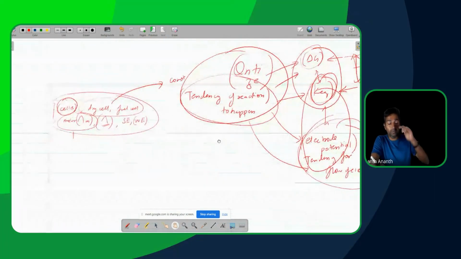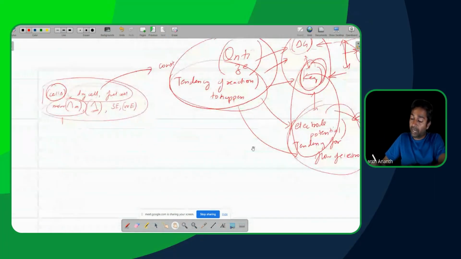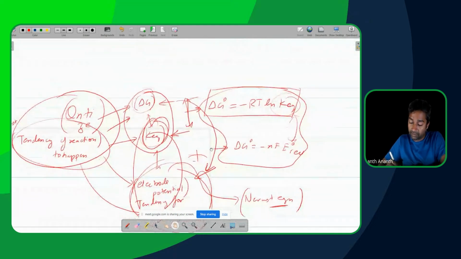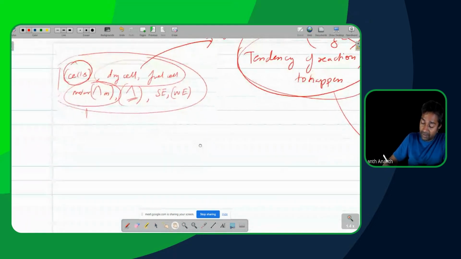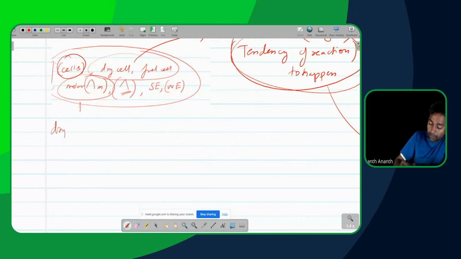Let's come to the dry cell and the fuel cell part over here and continue the discussion there. All right, so when we talk about dry cell here, I think it'll be best to go for the NCERT part of the dry cell over here.